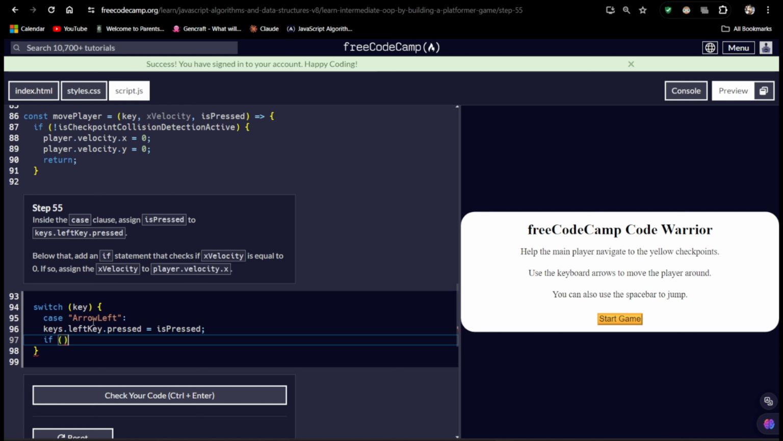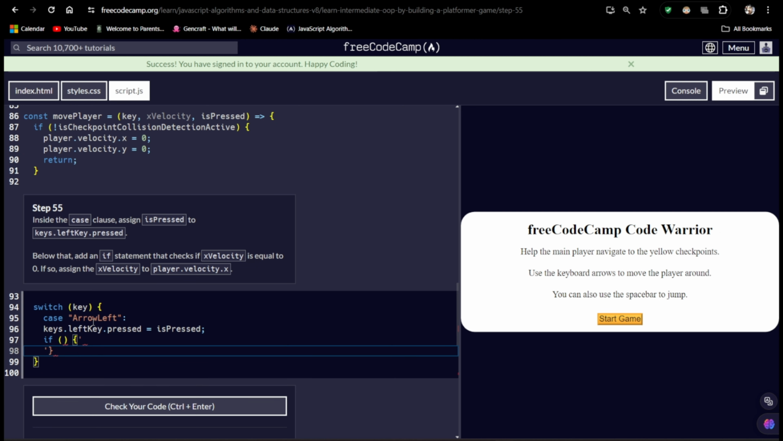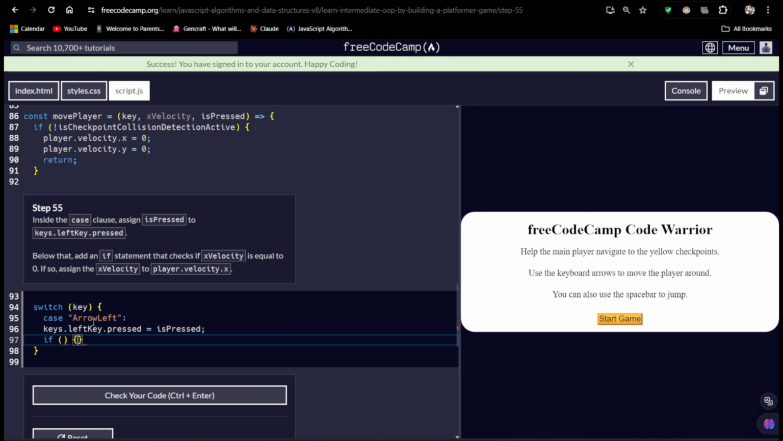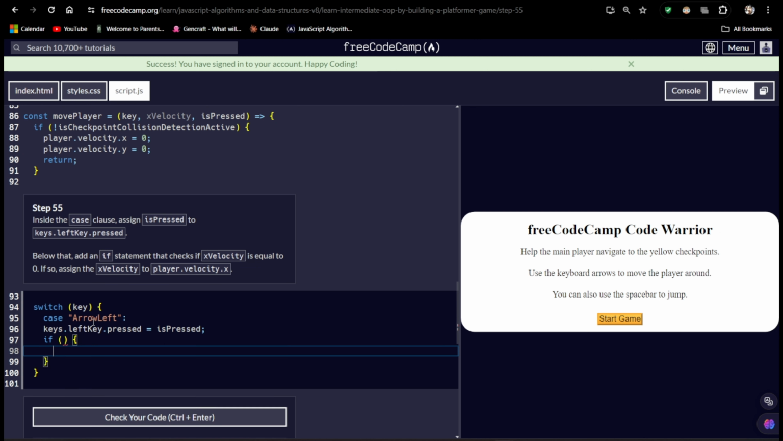and a condition in the parentheses, so we write a parenthesis, and curly braces for our if. And the condition would be if the x velocity is equal to 0, of course we write the strictly equal operator, and assign the x velocity player to velocity of x.